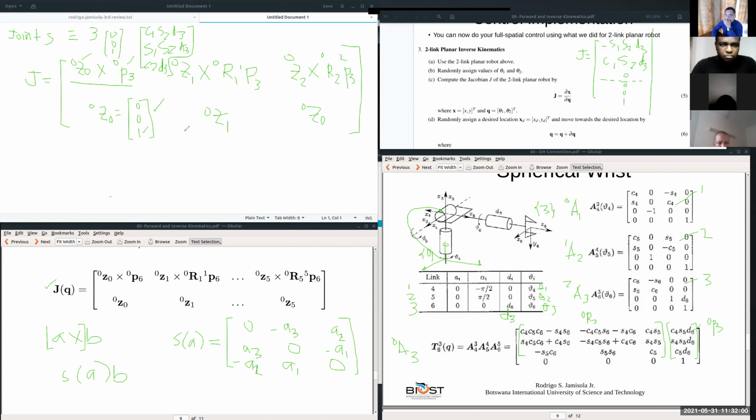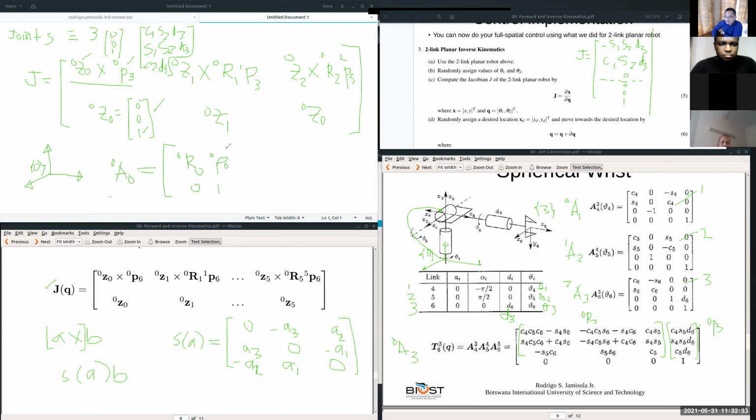Do you know how you get this? It is frame 0 with respect to frame 0. Frame 0 with respect to itself. How do we know this? Well, first of all, we can take that 0A0. What is the rotation 0R0 and the position 0P0?